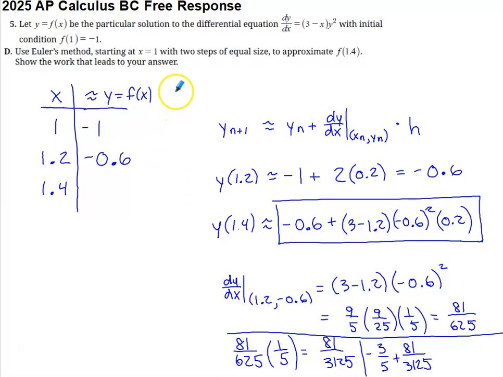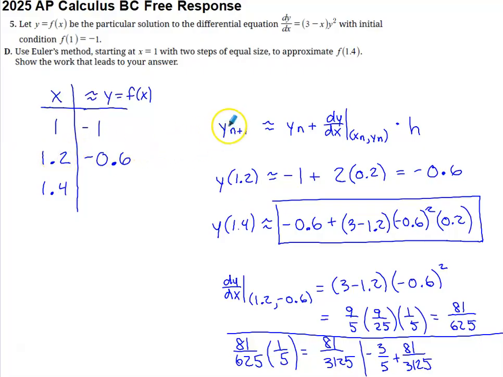Last part of this asks us to use Euler's method starting at an x value of 1 with 2 steps of equal size to approximate f of 1.4. Show the work that leads to your answer. So I like to structure my work when I use Euler's method in table form here. So I've got my x's here, and then I've got my approximate y values showing up in this next column. Now this is an exact y value, but any of these other y values that I establish are going to be estimates.